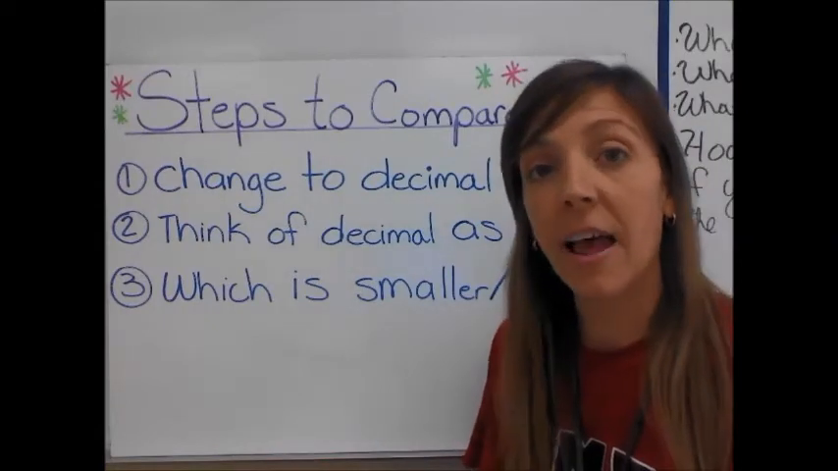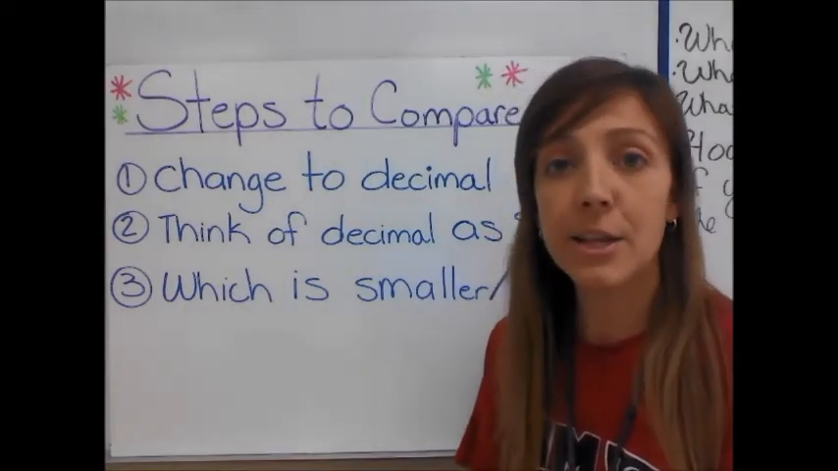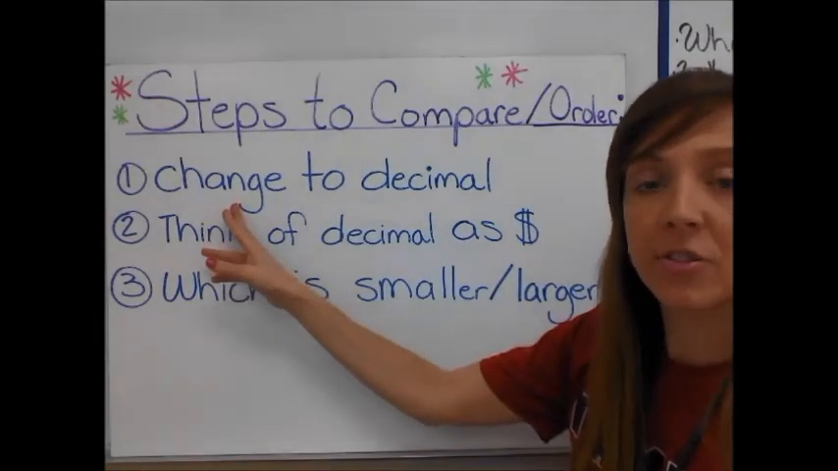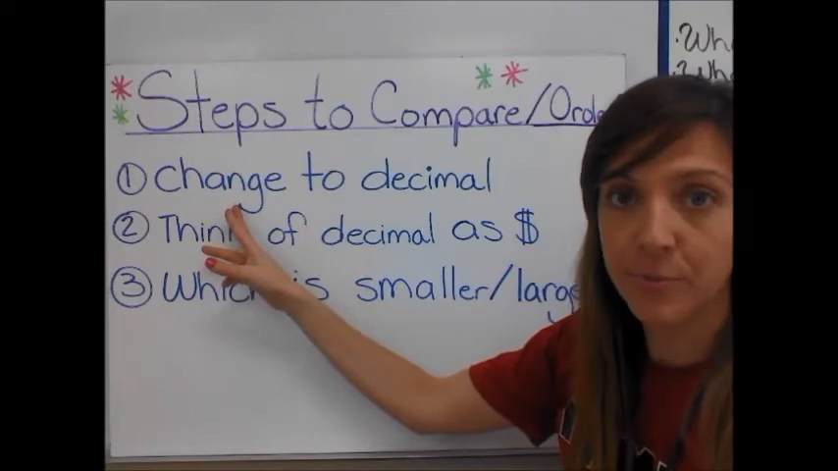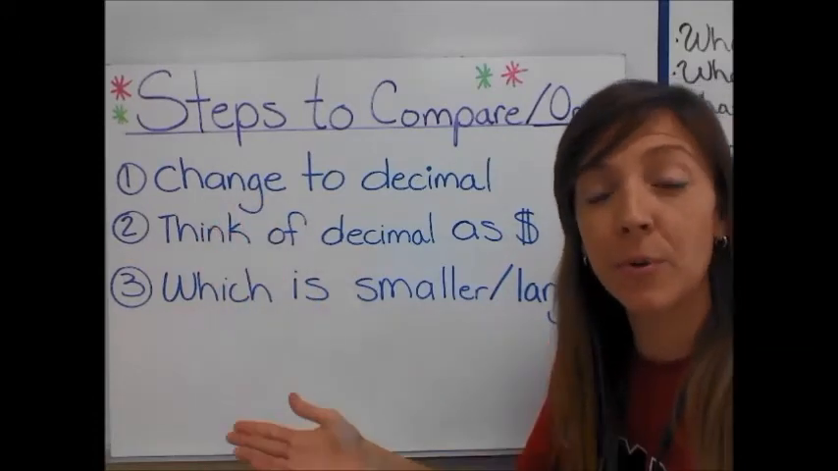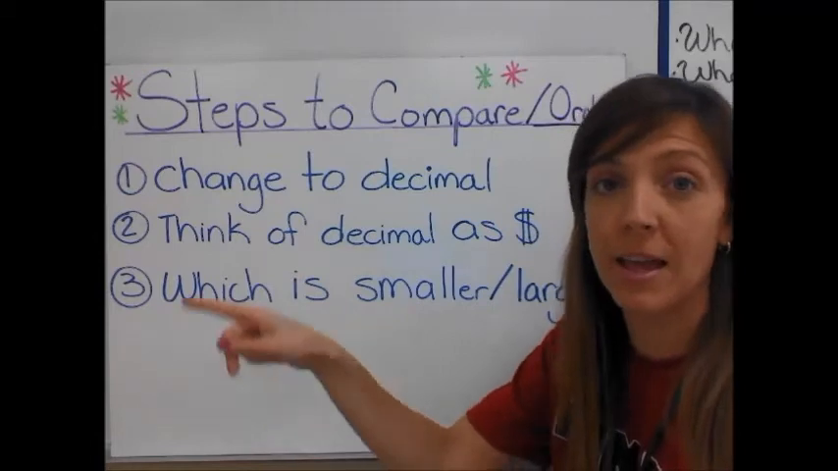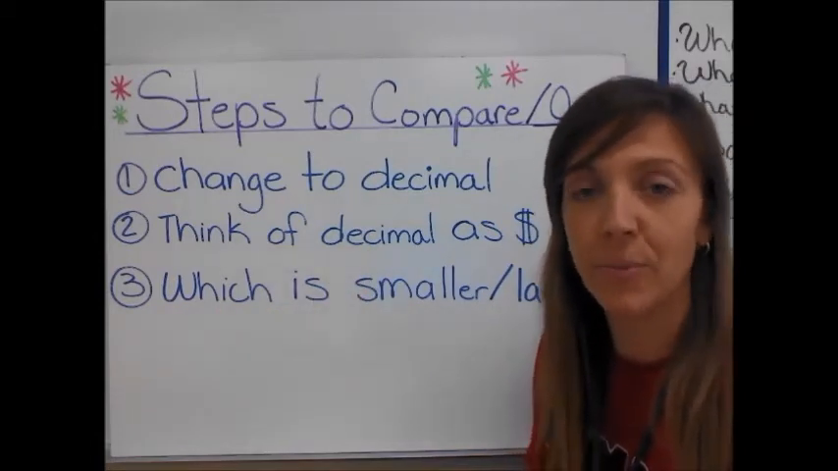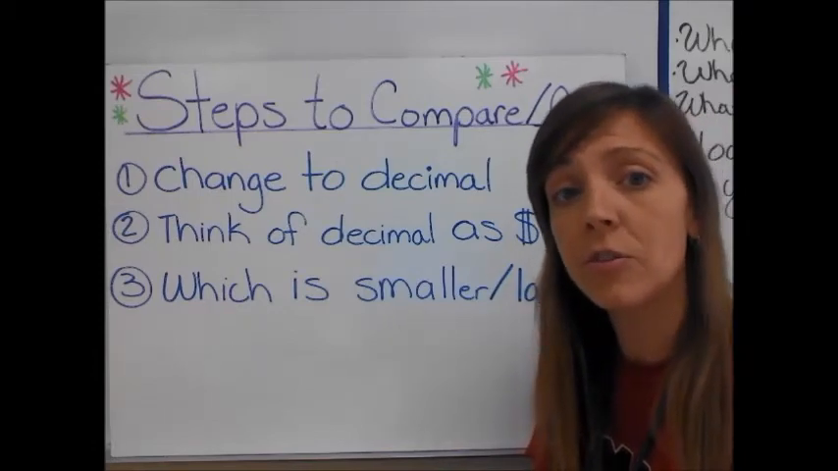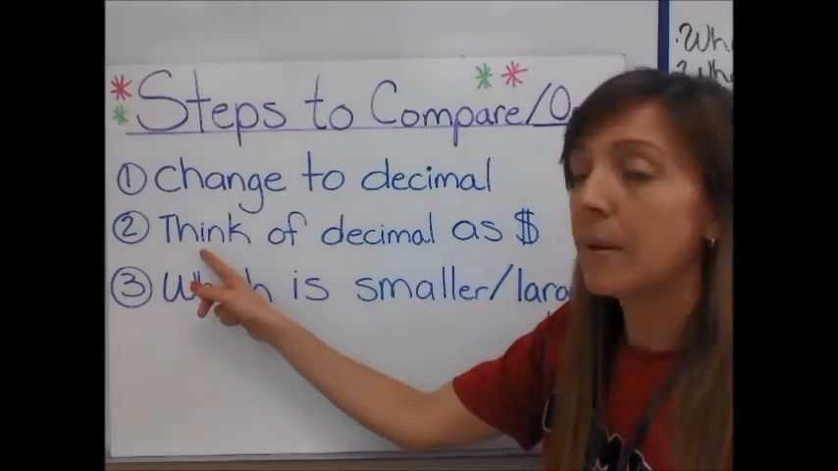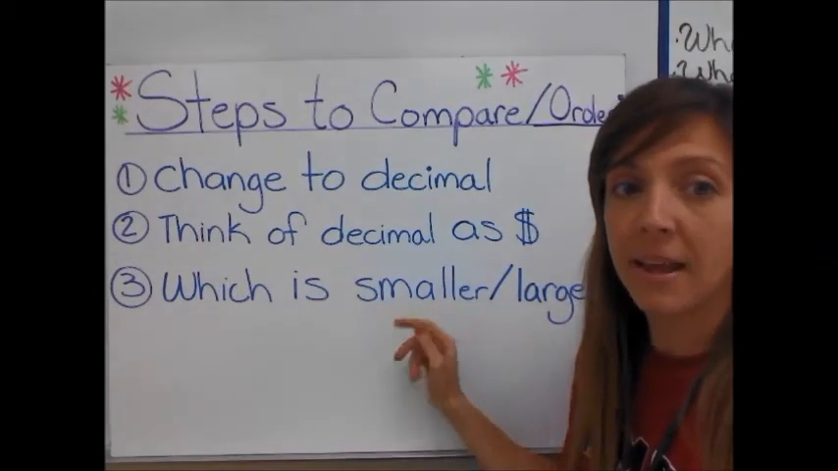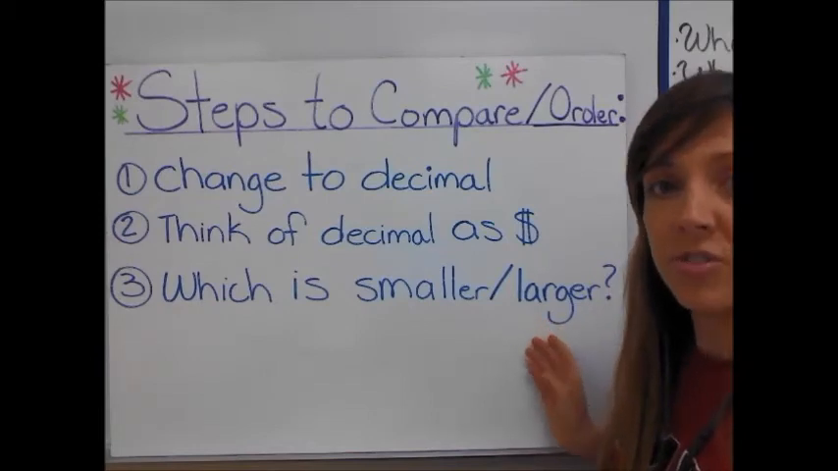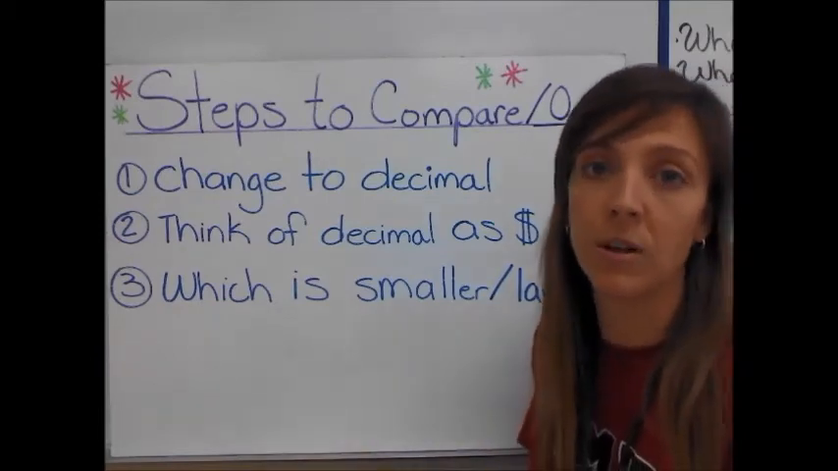After we've compared and after we ordered some numbers, let's take a look at the steps to comparing and ordering. What did we do? First, we changed fractions into decimals, or with comparing, if numbers were in the form of a rational number, we just went ahead and cross-multiplied. If that's the easiest way for you to do it, that's the way you can do it. Or if it's easier for you to change it to a decimal, that's fine too. Number 2, the decimal is money. And last, which is smaller or larger? Ask yourself the question, which one is smaller and which one is larger?